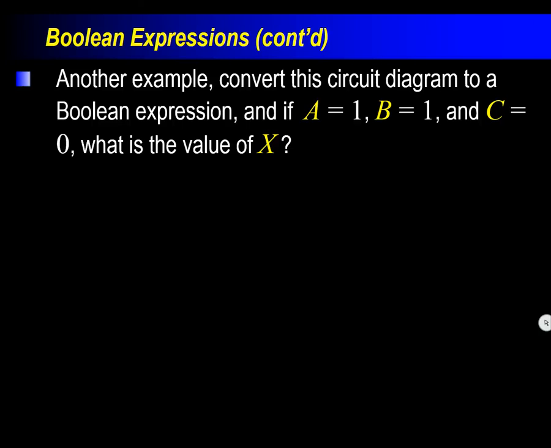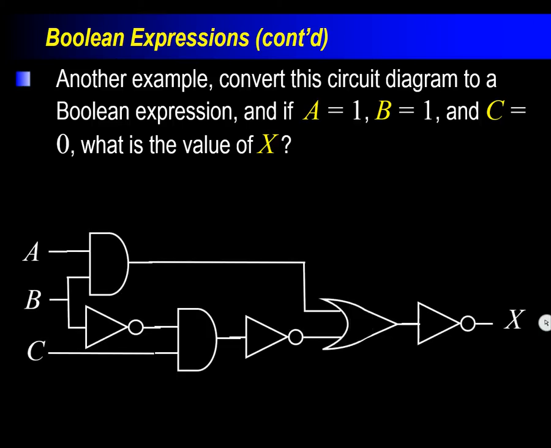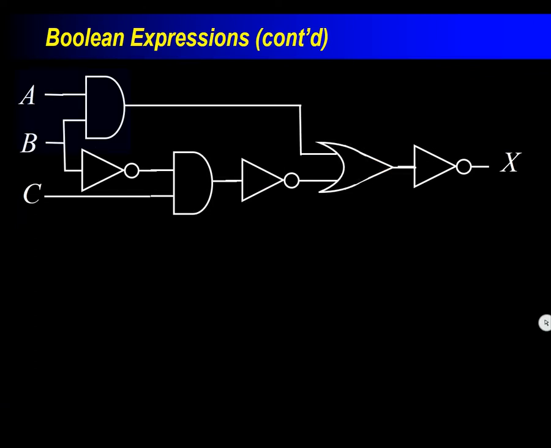Okay, so here's another example. If A is a 1, B is a 1, and C is a 0, what's the value of X in this circuit? Okay, let's see if you can just do this in your heads right now. A is a 1, B is a 1, C is a 0. So when it gets all the way down to X, is it a 1 or a 0? 50-50. All right, so let's see what happens.